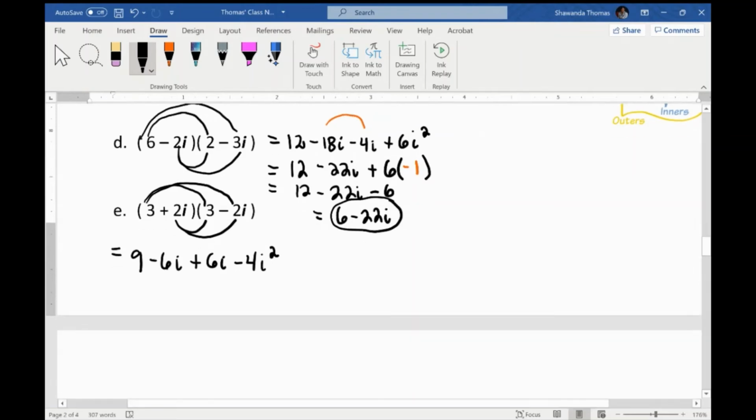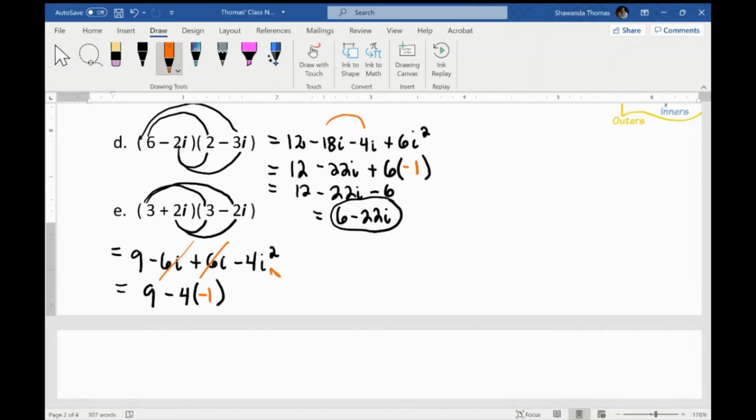What's nice about it is the middles cancel. Sort of like what you alluded to, difference of squares. So that's 9 minus 4 times what? Negative 1. Every time we have i squared, we have to convert it to a negative 1. So really what we have is 9 plus 4, which equals 13.